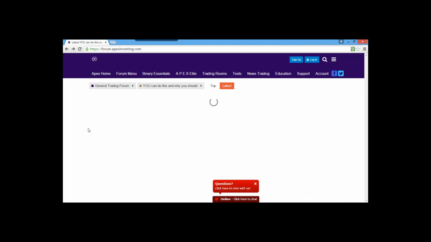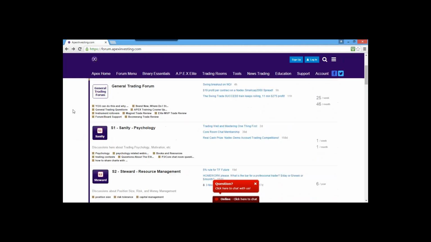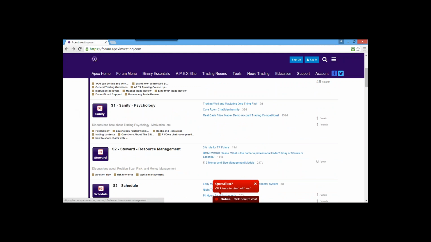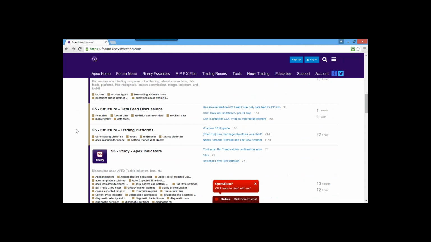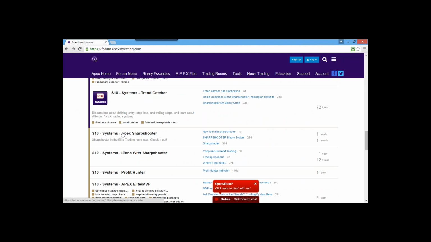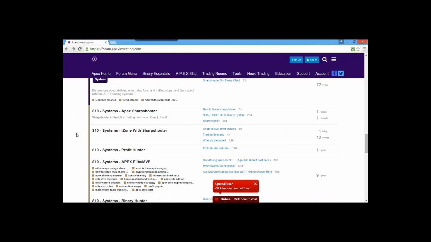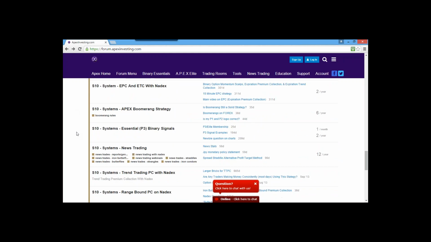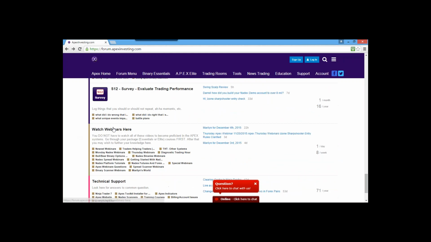But also in that same forum area, if you keep scrolling down, you'll see it's broken down S1, S2, kind of section 1, section 2. Got some great information about trading psychology and risk management. Scrolling down to S10, and again, that's our systems. You can go through and see step-by-step videos, screenshots, and written out rules about the different systems that we use to trade Nadex. A little further down here, you'll see watch webinars.